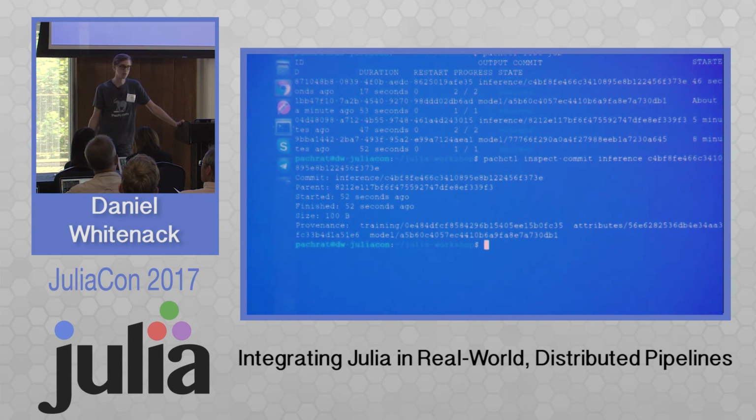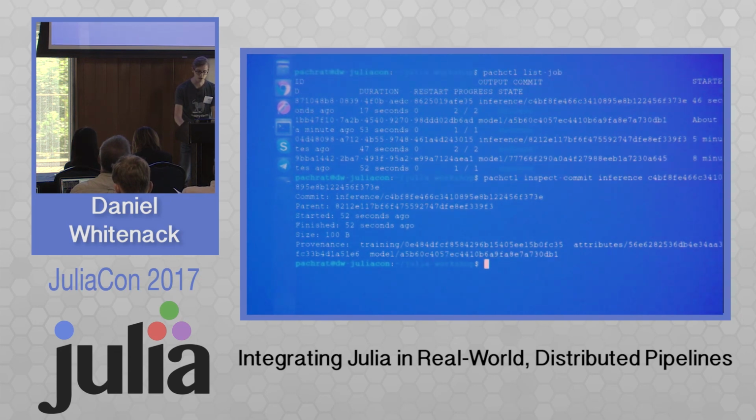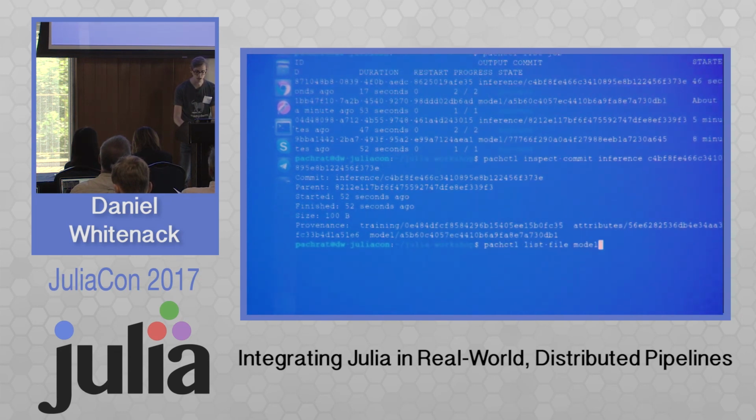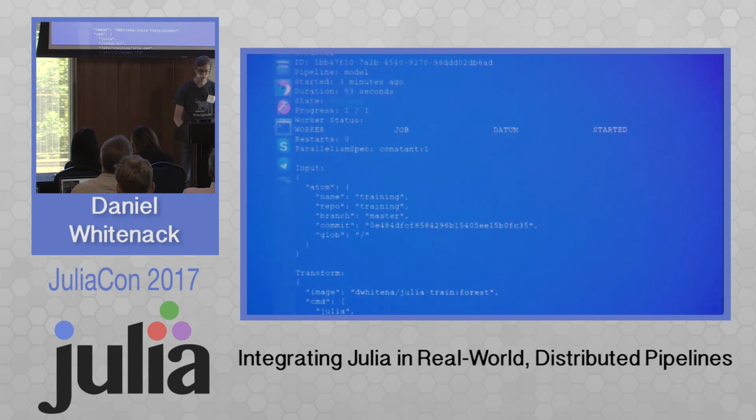Yeah, so great question. The question was, what do these correspond to? Do they correspond to my pipeline or my actual data? So this commit ID right here actually corresponds to your data. So if you did list file on model for this commit, it would show you that specific model that corresponds to that version. But I can see that that model, which is this model right here, was created by this job, right? So I can say pachctl inspect job and give it that, and it will show me the exact job that was run.